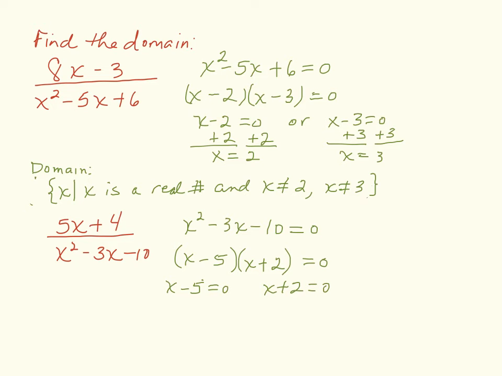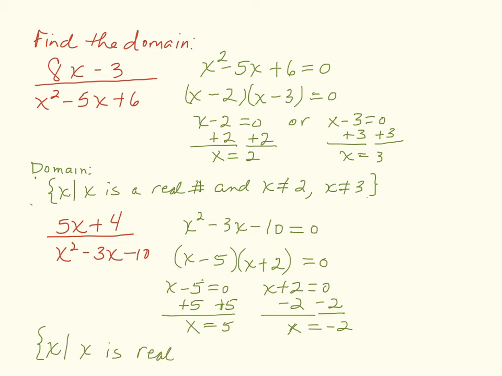So we add 5 to each side. So x equals 5. Here we're going to subtract 2. X equals negative 2. So the domain is the set of all x such that x is a real number. You can even just say x is real and x is not equal to 5. X is not equal to negative 2.